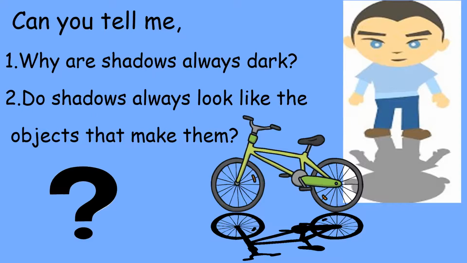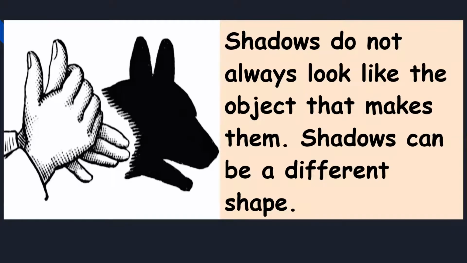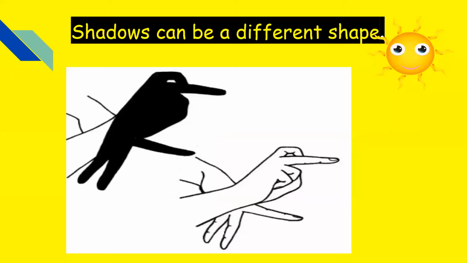Do shadows always look like the objects that make them? Not really. Shadows do not always look like the object that makes them. Shadows can be a different shape. As you can see in the picture, children, you can see the object that is making the shadow. The hands look very different from the shadow that is being made over there. Shadows can be a different shape. As you can see in the picture.